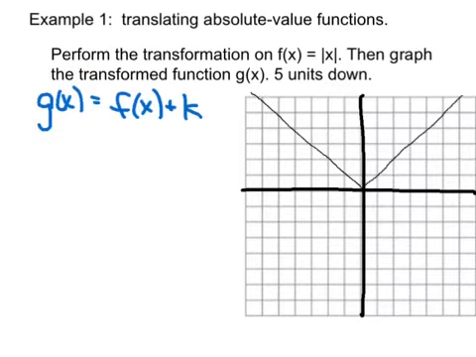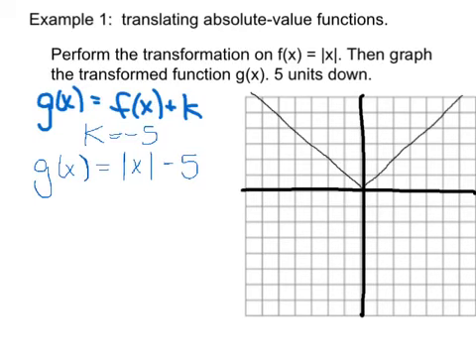Example 1, translating absolute value functions. Perform the transformation on f of x equals absolute value of x, the parent function, then graph the transformed function g of x. And we're going 5 units down. So k equals negative 5. Our answer is g of x equals absolute value of x minus 5, because we're changing the output. We're going down 5. 1, 2, 3, 4, 5. There's our new vertex. Our slope does not change. You would get a straight edge to draw yours. It's hard to do on an iPad, and there is your answer.